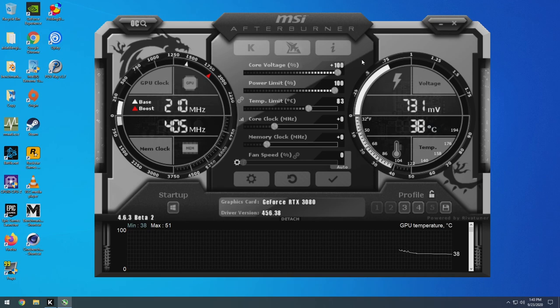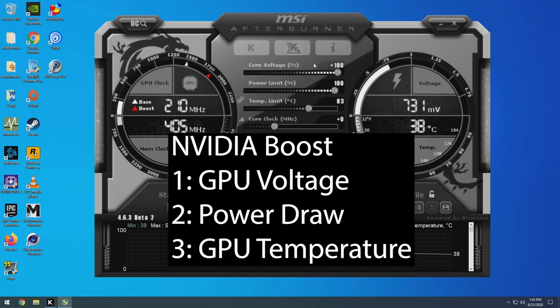And I made a whole video about it, which I'll be linking below. But if you don't want to watch another video, here's a quick version of that. Basically, NVIDIA has something called Boost, NVIDIA Boost, and it's on the fourth iteration right now. It means that your video card is governed by three different limits: the core voltage, the power limit, which is basically called power target, and the temperature limit.